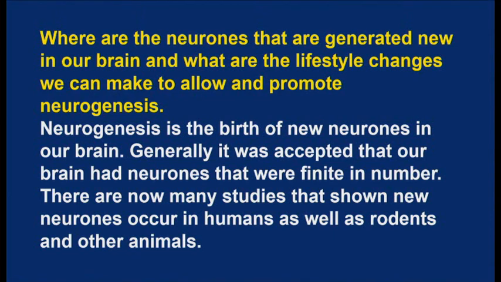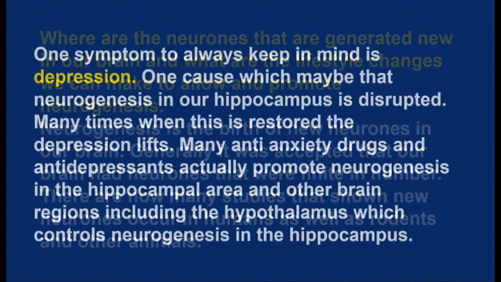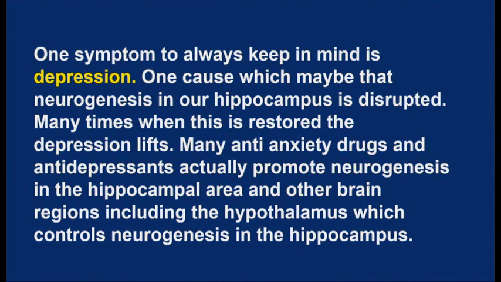Neurogenesis is the birth of new neurons in our brain. Generally, it was accepted that our brain had neurons that were finite in number. There are now many studies that show new neurons occur in humans as well as in rodents and other animals. One symptom to always bear in mind is depression. One cause may be that neurogenesis in our hippocampus is disrupted. Many times when this is restored, the depression lifts.